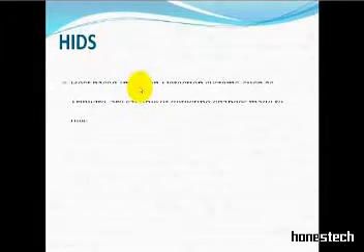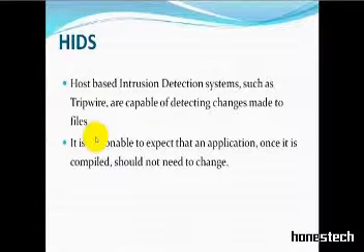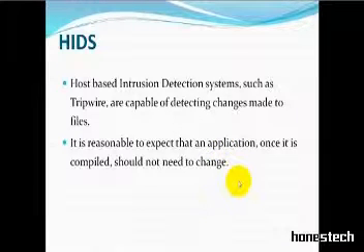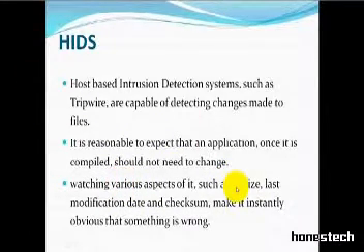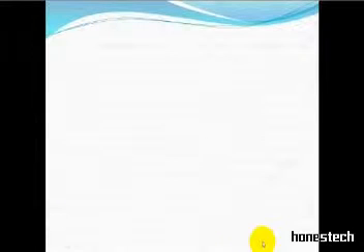Another important thing, HIDS, as the name implies, host based intrusion detection systems. Okay, we have some examples. Tripwire. It is capable of detecting changes made to files, and it is reasonable to accept that an application, once it is compiled, should not need a change. Watching various aspects of it, such as its size, last modification date, and checksum, makes it instantly obvious that something is wrong. So these HIDSs monitor file modifications, and they will alert the user when any unauthorized modification is being done.